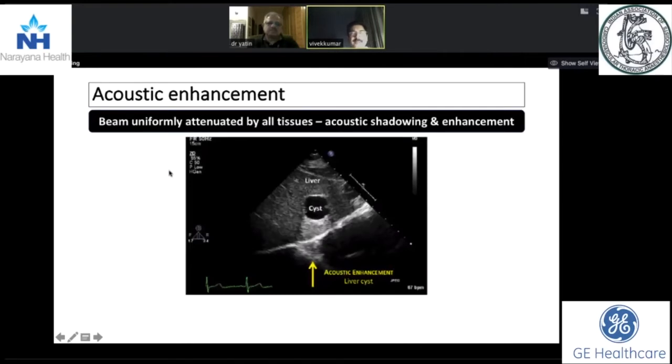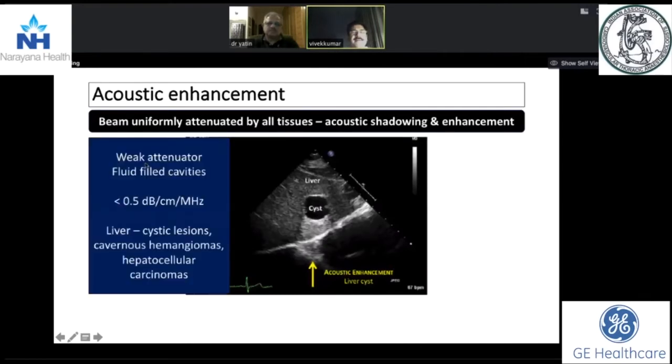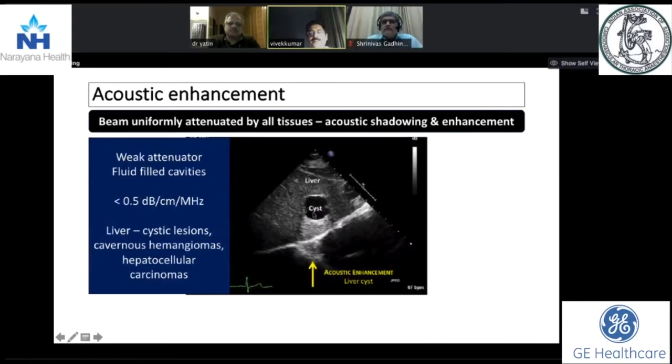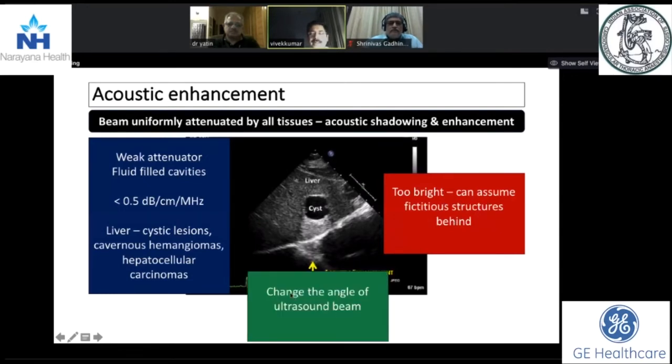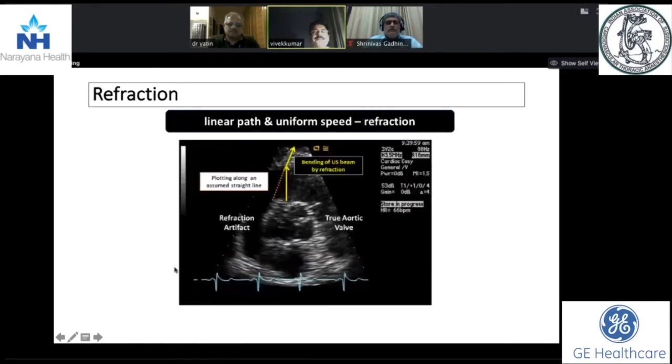Acoustic enhancement is seen when we have a weak attenuator like a fluid-filled cavity, and we encounter this problem many a time in the subcostal views. Weak attenuators are ones which attenuate at less than 0.5 decibel per centimeter per megahertz, and the problem is that behind them we get a hyperechoic area. We see something which is too bright and can assume it to be a fictitious structure. The fix is simple: just change the angle of the ultrasound beam and you are sorted.